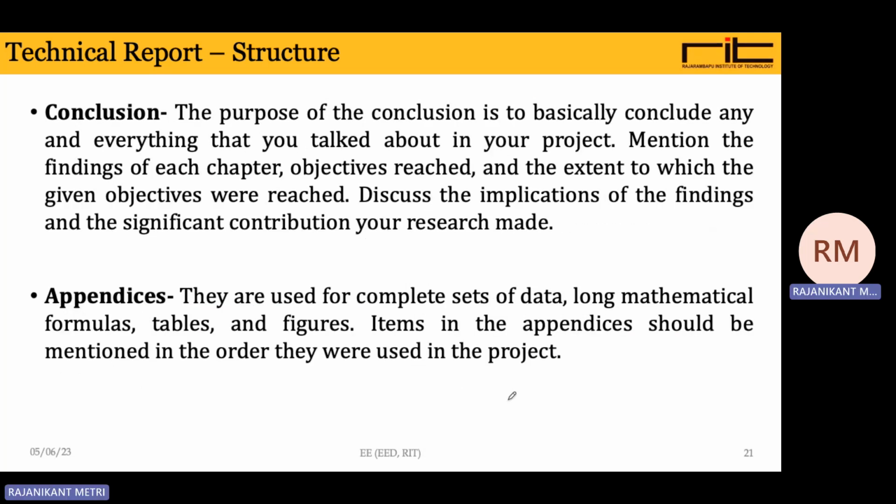Once these central chapters are covered, then comes the conclusion chapter. It is basically to conclude everything that you have talked about. Anything you have talked about in your research work or project work should be in the conclusion section or chapter. Mention the findings of each chapter, the objectives reached or attained, and the extent to which the given objectives were reached or attained. These things must be included in the conclusion.